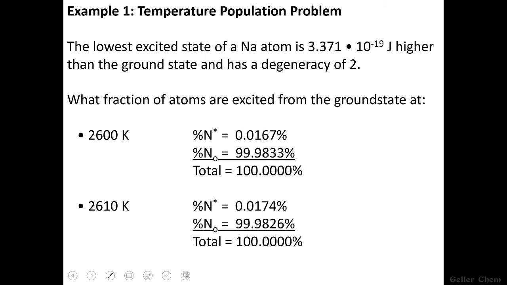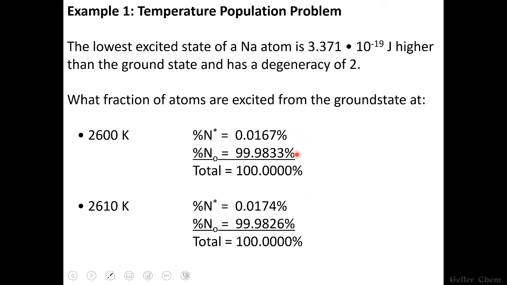In the example we just did, we calculated the ratio of how many atoms are excited versus how many atoms are left in the ground state at these temperatures. If we do some quick math and convert to percentages, we can say that 0.016% of these atoms are excited and the other 99.9833% are still in the ground state. We saw this number increase by 0.0007, which means that this number is going to go down by 0.0007. However, this number is so small that even that small increase actually corresponds to a 4% change.